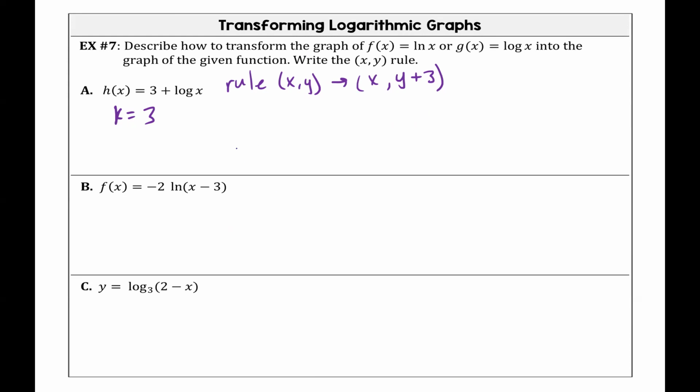But in words and description, what is happening to the function? We're taking g of x, which is our parent function, and we're shifting it 3 units. So g of x is translated or shifted up, however you want to write it. It's translated 3 units up. I think if you say shifted and then up.